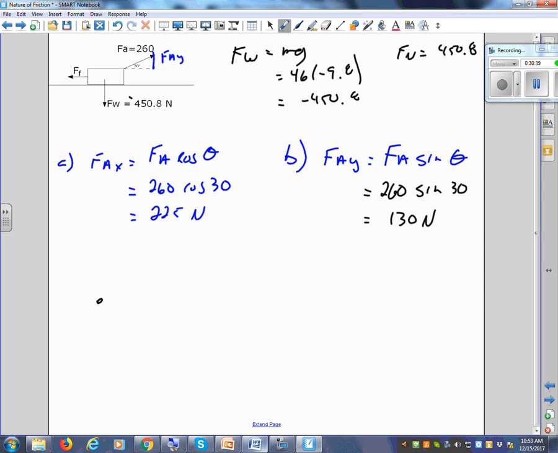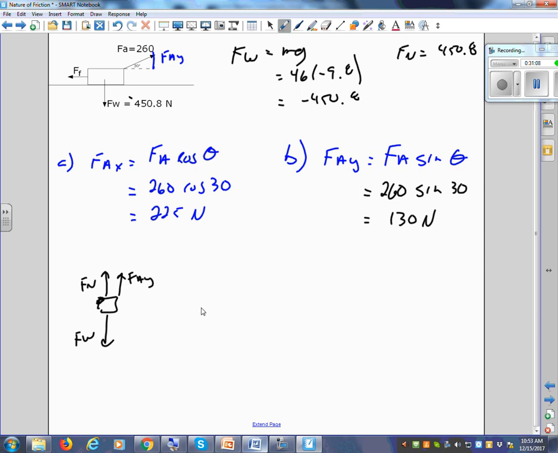So now, if I'm going to redraw my diagram here, I've got weight force down, I've got normal force up, and I've got FAY up. I got two forces up, one down, and the one that matters to friction is the Fn. So the sum of those has to be 0. Why does the sum of them have to be 0? Because it's not accelerating up and down, right?